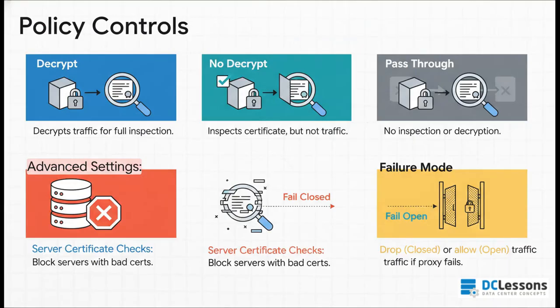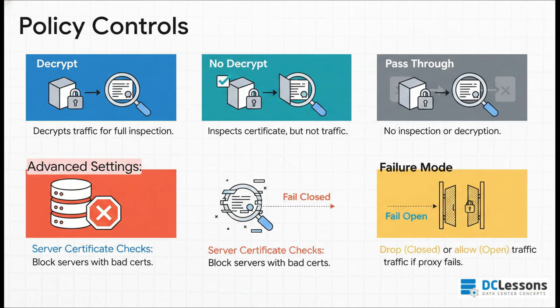So for any rule you make, you've basically got three choices. Decrypt is the obvious one, right? Full inspection. But no decrypt is pretty cool too. It won't look inside the traffic, but it'll still check to make sure the server's certificate is valid, which is a nice little security win. And pass-through just means, hey, ignore this completely.